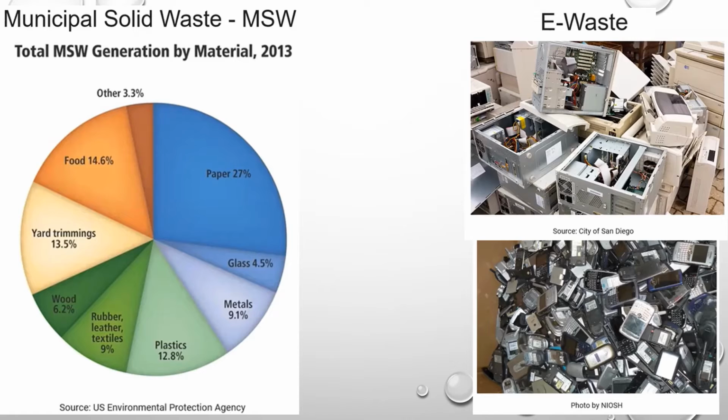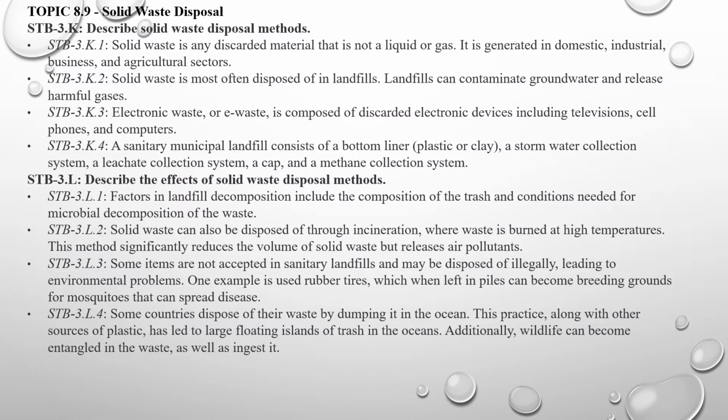And to the right are two pictures of e-waste. E-waste is known as electronic waste, and that's any discarded electronic devices, which include TVs, cell phones, computers, and their parts. It can be very, very toxic. Ooh, so there is a lot to learn in this topic, 8.9.